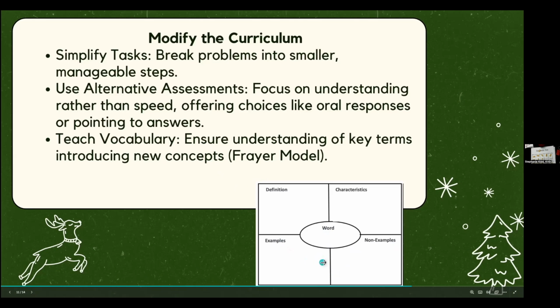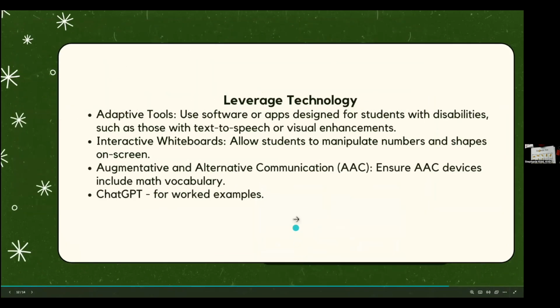Kim talked about sorting in science. We can sort all day with our wonderful Frayer model, because we can do examples and non-examples that go with it. So that's another one that you can do.